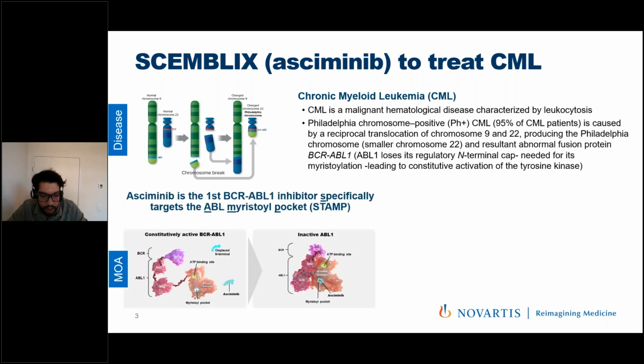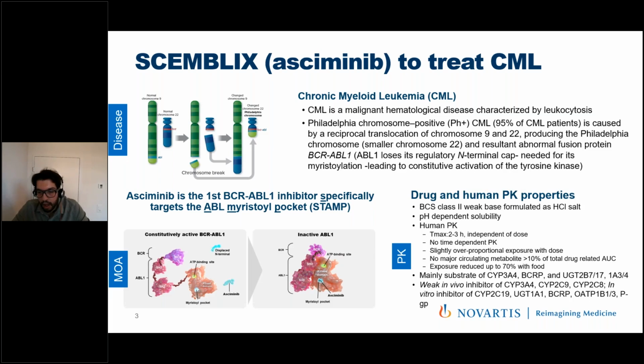If we look particularly at the mechanism of action of asciminib, unlike other tyrosine kinase inhibitors, asciminib specifically targets the ABL myristoyl pocket via a mechanism called STAMP. Now, looking at the drug and human PK properties, asciminib is a BCS class 2 weak base, which is formulated as the hydrochloride salt. It exhibits pH-dependent solubility, and in terms of human PK, the Tmax of the drug is around 2 to 3 hours at all dose levels.